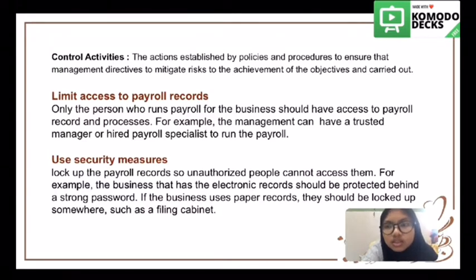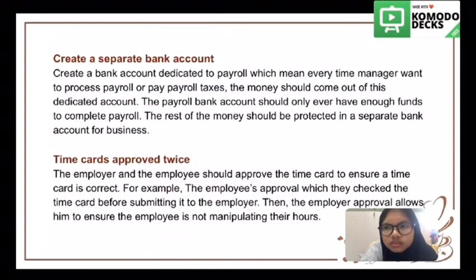Next is use security measures. Lock up the payroll records so unauthorized people cannot access them. For example, a business that has electronic records should protect them behind a strong password. If the business uses paper records, they should be locked up somewhere, such as a filing cabinet. Next is create a separate bank account.